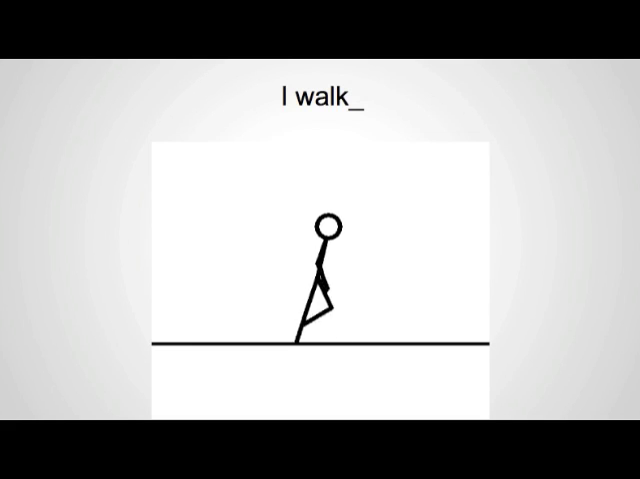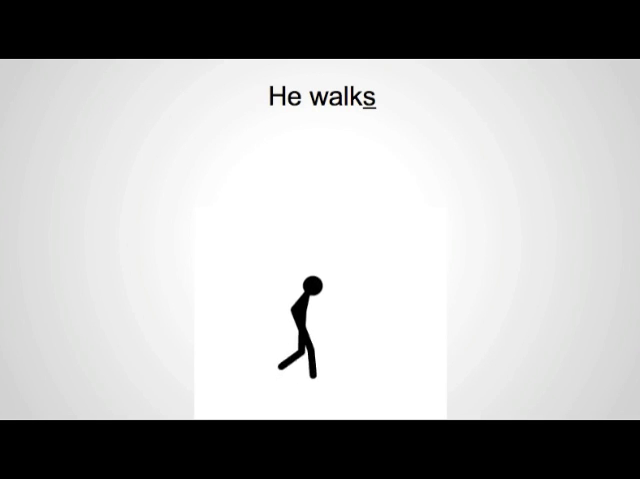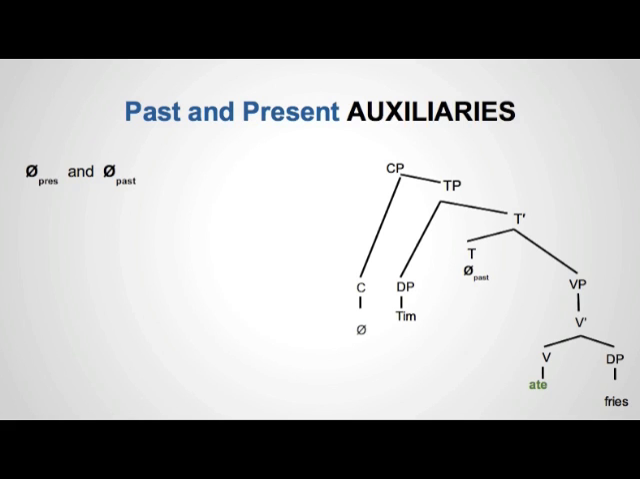I walk, you walk with an invisible sound and marker, and he walks where it's no longer invisible. So similarly, that first and second person ending on verbs in English are typically silent, is the argument. So we should think of T or the T category tense in this way too.